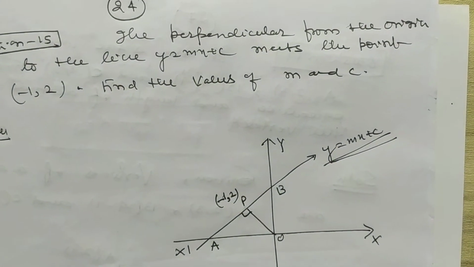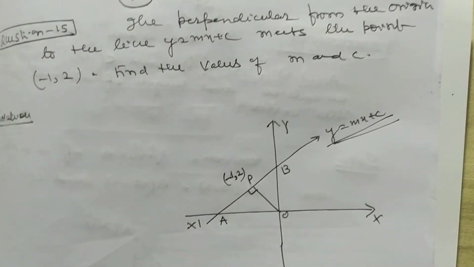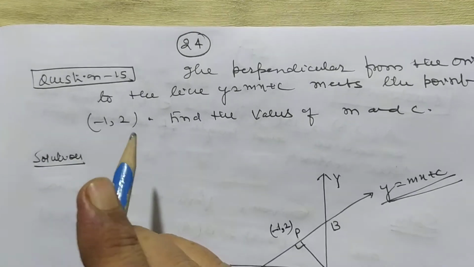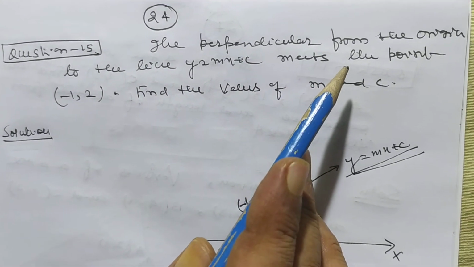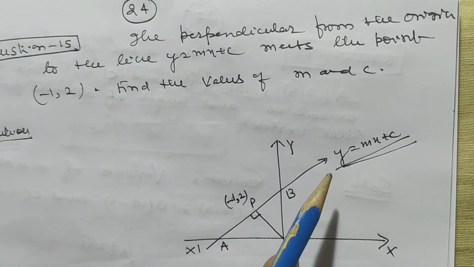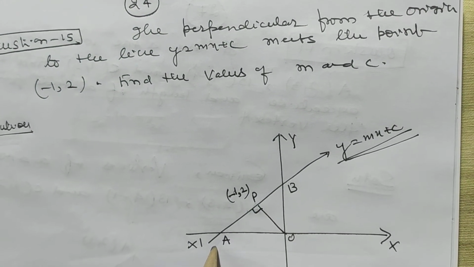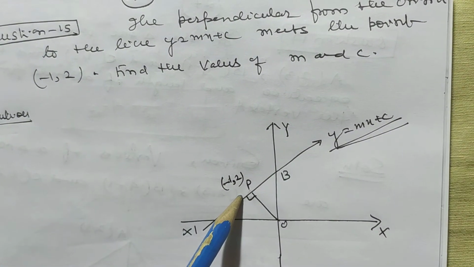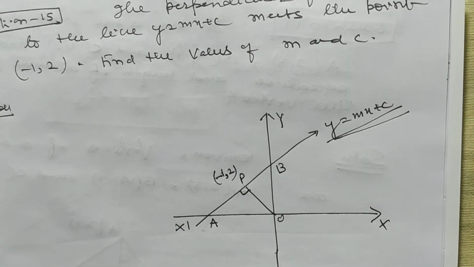So my dear student, now I want to discuss problem number 24. Question number 15. The perpendicular from the origin to the line y is equal to mx plus c meets the line at the point (-1, 2). Find the values of m and c.